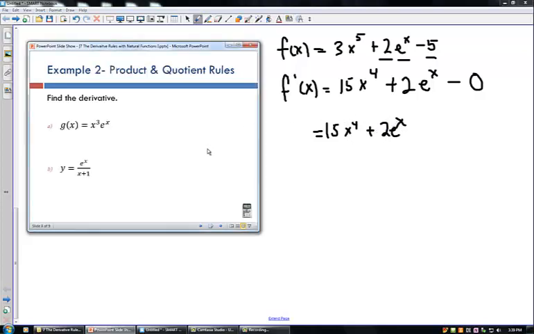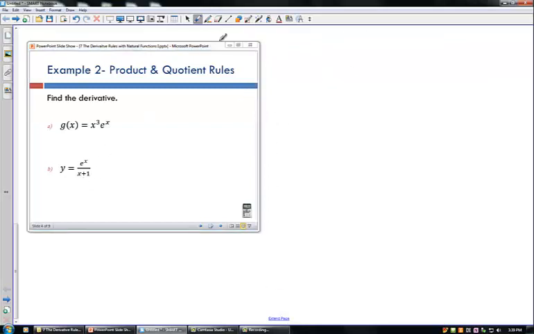Let's look at another example, and in these two examples here, A and B, we're going to use both the product rule here, and then the quotient rule, obviously, down here. So let's start with this one. And let's just copy it down. So example 2, part A, we have g of x equal to x cubed e to the x.